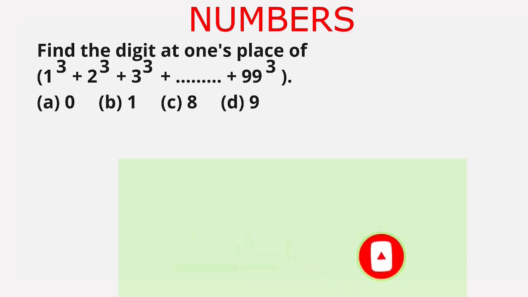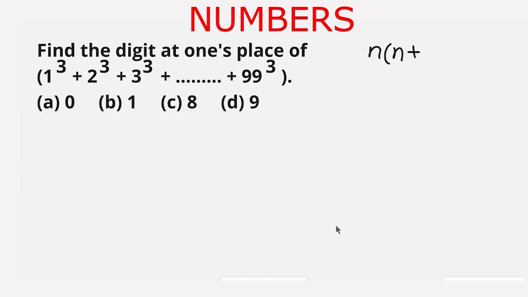We have to find the unit digit in the sum of cube of all natural numbers from 1 to 99. The sum of cube of natural numbers is given by n into n plus 1 upon 2, whole raised to power 2. This is the formula for finding the sum of cube of n natural numbers. Here the value of n is 99, and now we can easily solve this question.